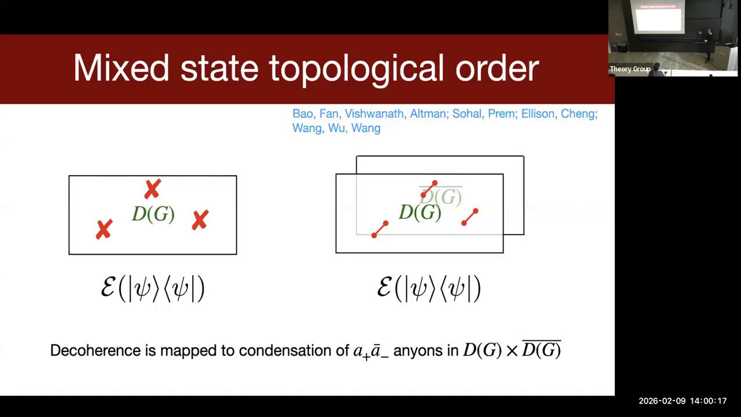Yeah. So I'm imagining I start with a pure state, I apply this kind of channel, and I get out a density matrix. In a broad class of cases, the density matrix that you get out is if you take the original density matrix, view it as a state, and then condense anyons in this doubled state. And the anyons that are condensed will be of this form, A plus, A minus bar, where plus and minus label the bra and ket, and A and A bar label the inverse.